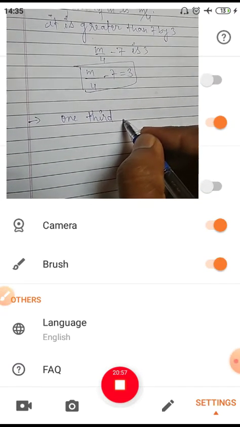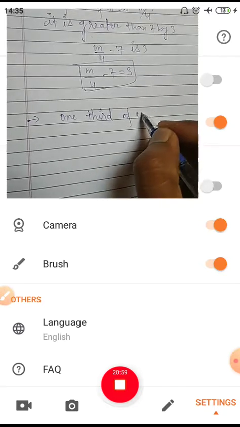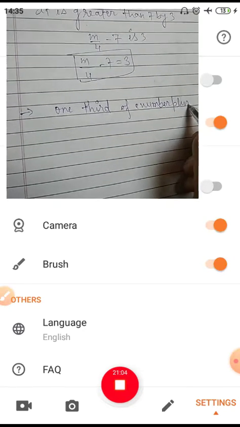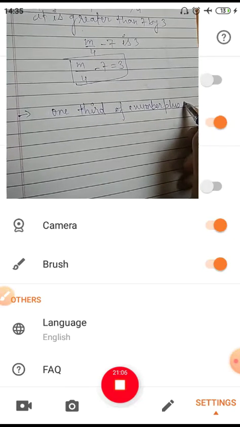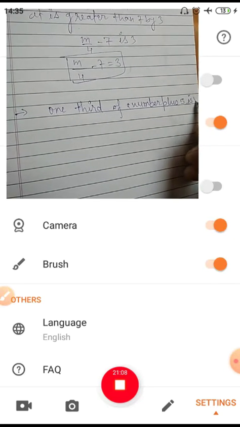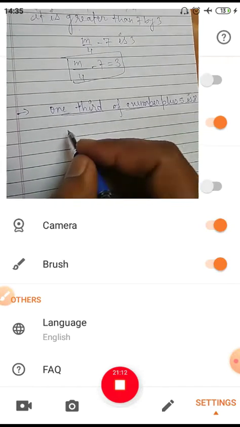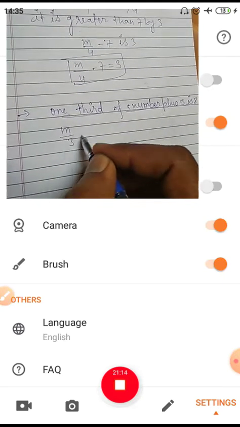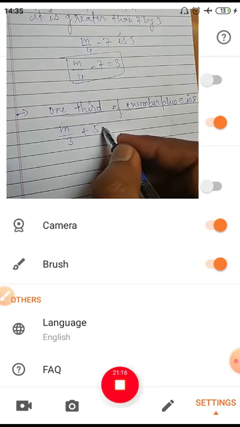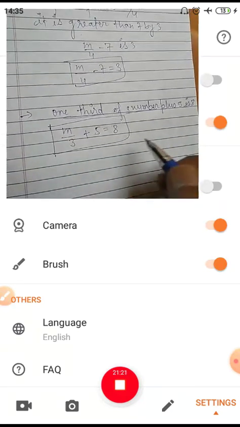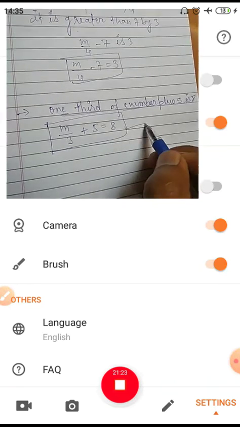One third of a number plus 5 is 8. So 1/3 of a number is what? M upon 3 plus 5 is equal to what? 8.